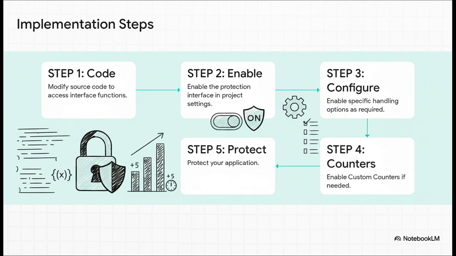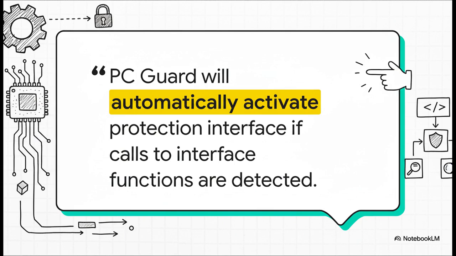That's it. And here's a great pro tip that makes things even easier. Get this. Even if you forget to check that Enable Protection interface box, PCGuard is actually smart enough to detect the function calls in your code when you protect it, and it'll just activate the interface for you automatically. That's a really nice touch.